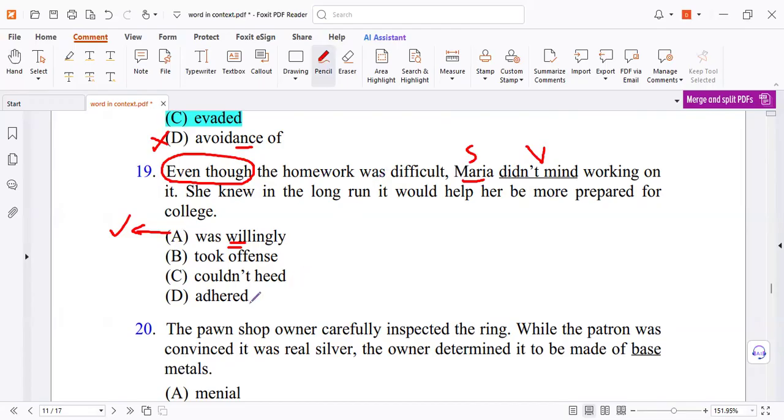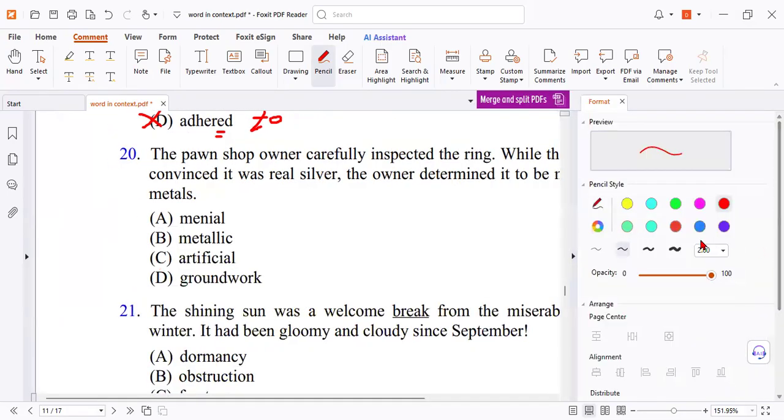Couldn't eat. Adhered, it can be, but adhered to do something. But here it was willingly. And remember, adhered here is a verb, right? But here it's strong. And adhere to something means you want to follow the rules of something. And it must be to. We need adhere to something. Where is the to? Idiomatic. There is no to. That means grammatically wrong. And here correct to describe Maria. And remember here we have an adverb to modify the verb. So everything is correct. That's why. Number 20.